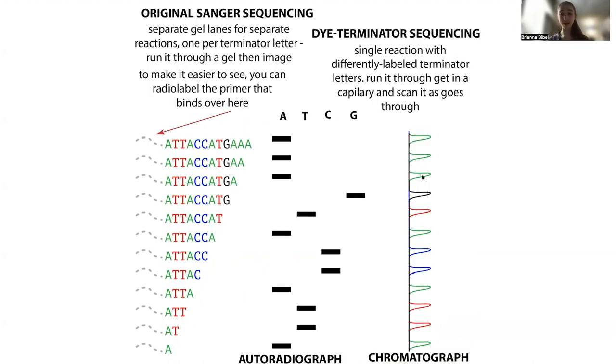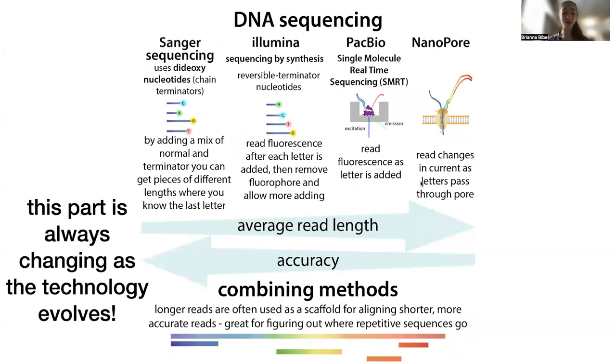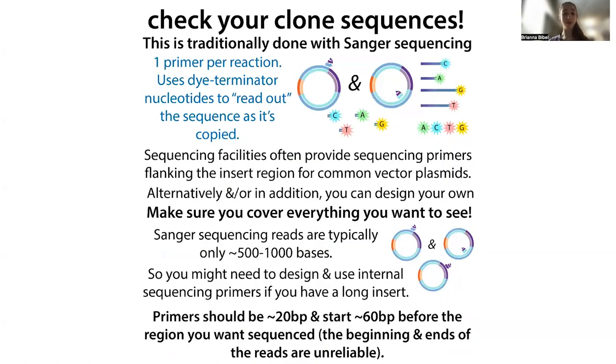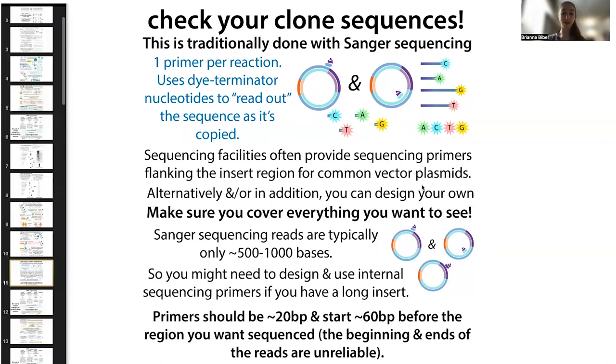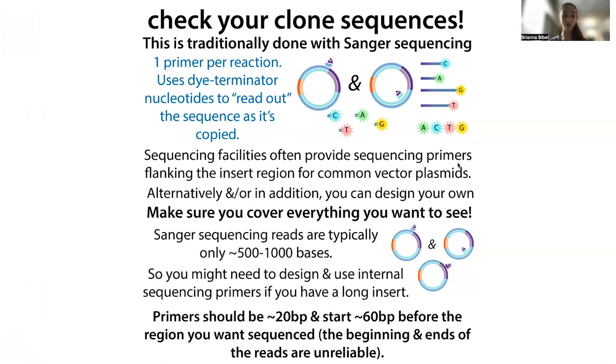And nowadays, these are done in capillary gels, so kind of like one of those long gels where you're separating things by size, but it's being done in these tiny capillary tubes. So that's the basics of Sanger sequencing. It's considered the gold standard, but you only get shortish reads, about 500 to 1,000 bases. We often use it when sequencing plasmids. And I talk more about that in yesterday's post that I will link to.